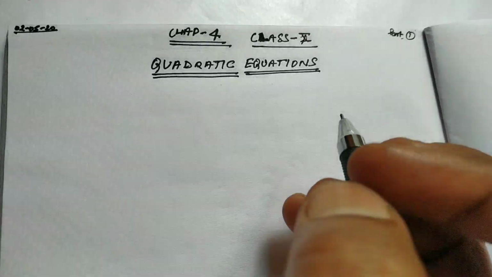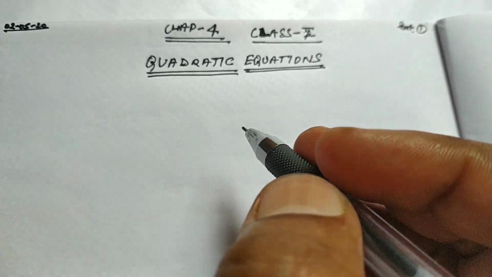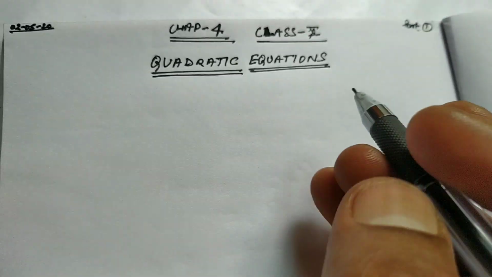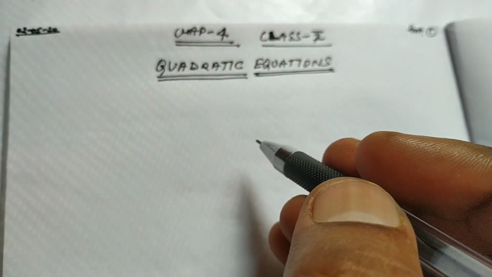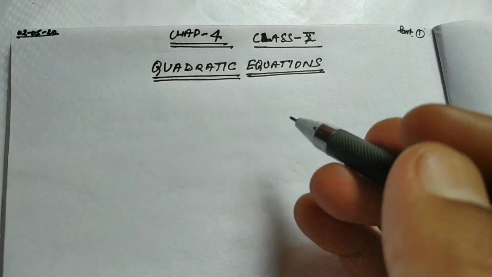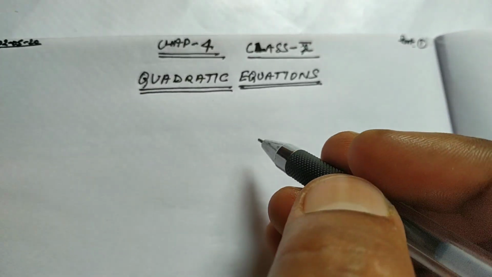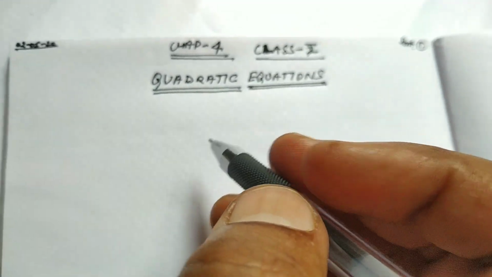Students, in previous sessions we have discussed chapter 3, that is the pair of linear equations in two variables. Today we are going to discuss chapter 4, that is the quadratic equations.